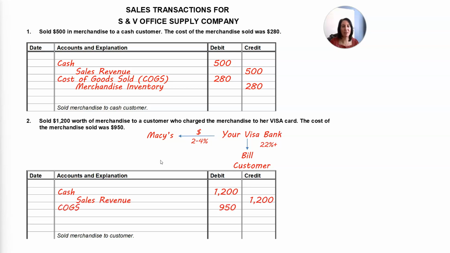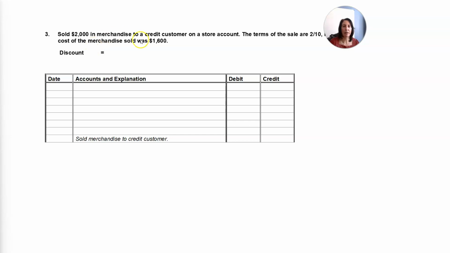But from a journal entry standpoint, we treat that sale the same as we would normally, right? Cash, sales revenue. We treat it as cash because we're getting that money within a day from the Visa people. All right, so the journal entry itself is the same. All right, here's another one.